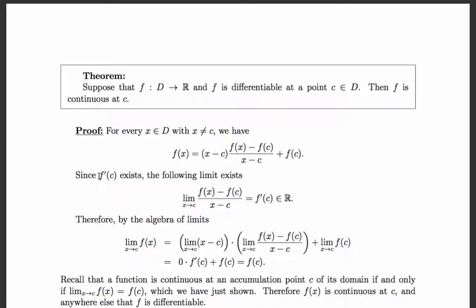Now since f prime of c exists, and remember, what is f prime of c? It's the limit of the secant slope function as x approaches c. So if I take the limit as x approaches c of f of x by applying the limit to this, then I get the limit as x approaches c of x minus c, which is of course 0. This is the derivative, which means it's a number. And this is f of c.